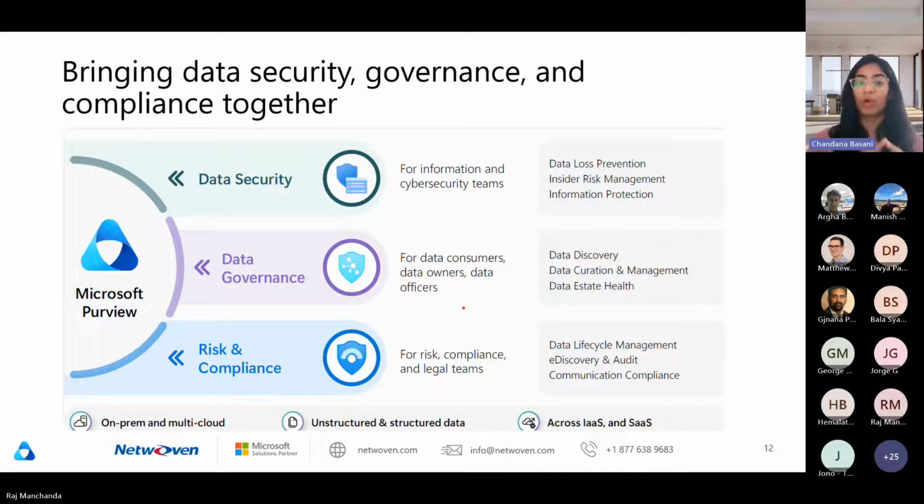Azure Purview was a platform as a service solution where the compliance portal was different, the M365 compliance portal, and the governance portal was part of Purview. Now it's all integrated as Microsoft Purview.